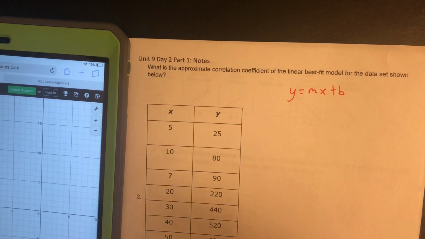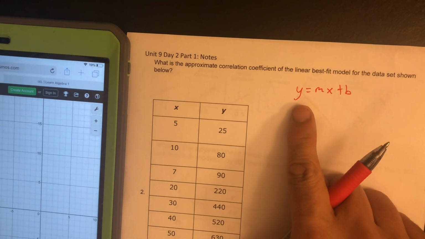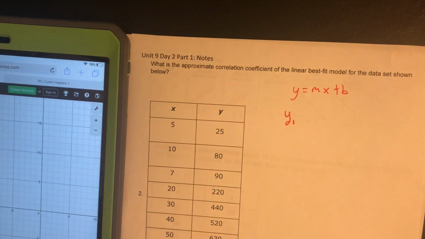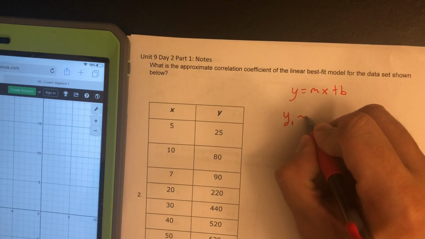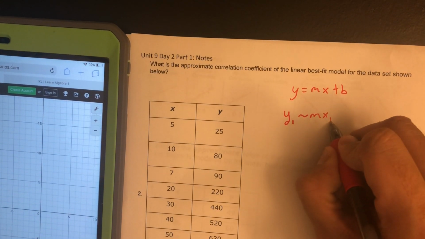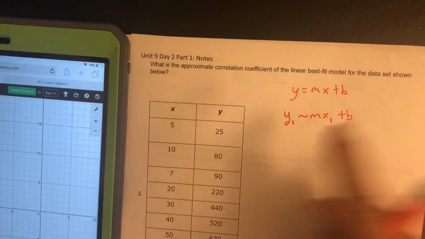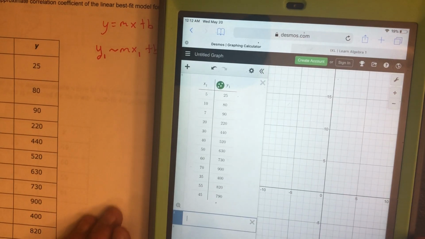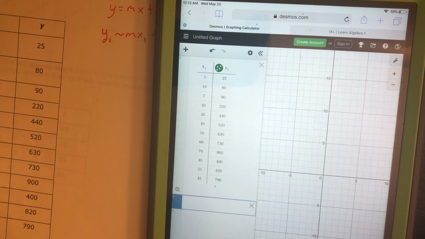Here, all we have to do is basically type this slope intercept form, but we're going to say y subscript of 1, then a little curly symbol instead of an equal symbol, mx subscript of 1 plus b. If we type this into the next line on Desmos, it will automatically give me the line of best fit, or the linear function equation, the slope-intercept form equation, and it's also going to give me that correlation coefficient.